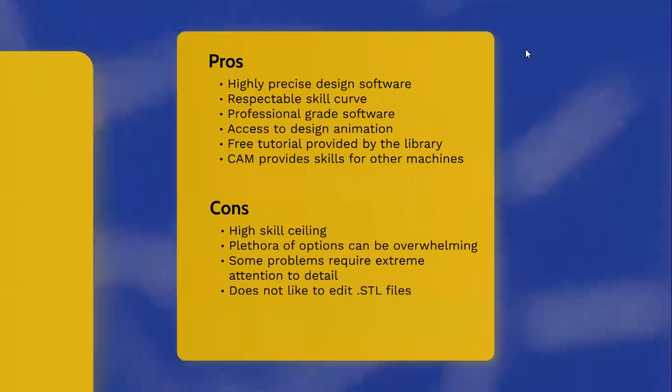Pros and cons. Fusion 360 is highly precise, accurate design work with a plethora of options available for the user to use. If you have a rectangle and you want a 2 millimeter chamfer on all of the sides, you can absolutely do that in here. If you need to develop a prototype for a working machine, you can absolutely do that in here using the variety of options.